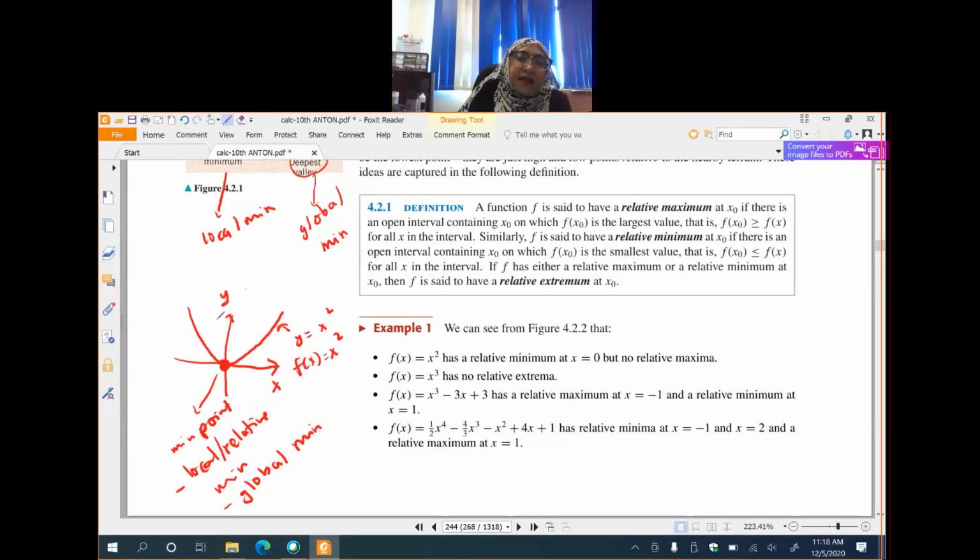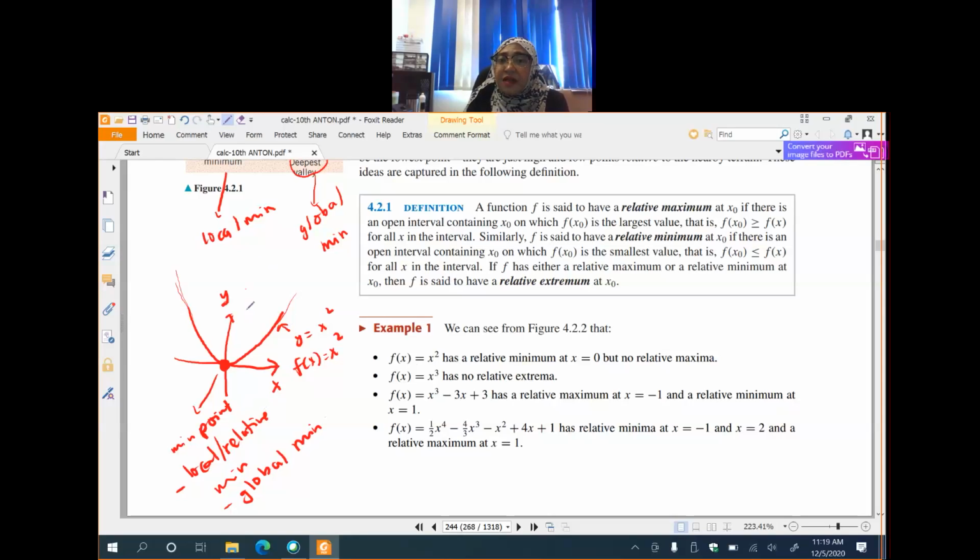But if you look at the graph, there is no maximum point. The graph can continue up to plus infinity. So there is no maximum point. So we say that f of x equal to x squared has a relative minimum as well as global minimum at x equal to 0, but no relative maxima. This is if you know the graph of y equal to x squared.